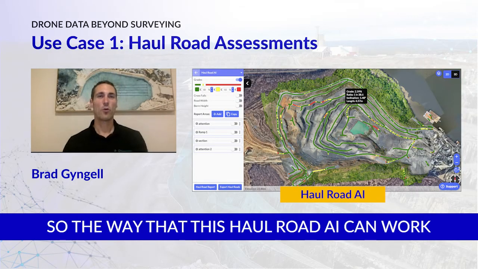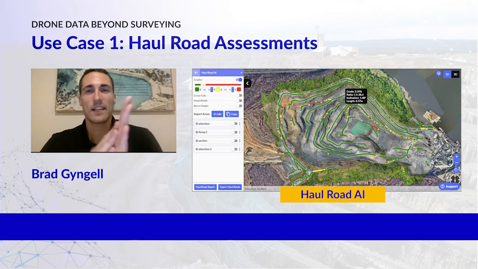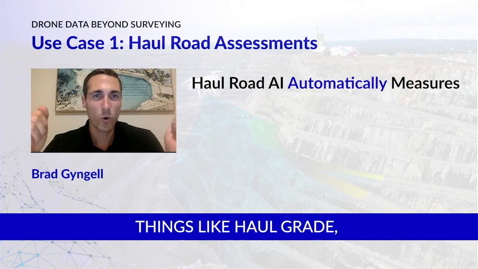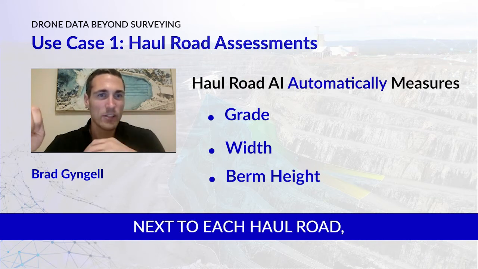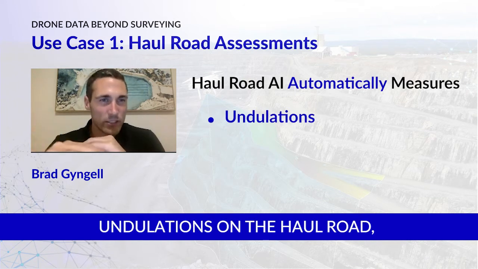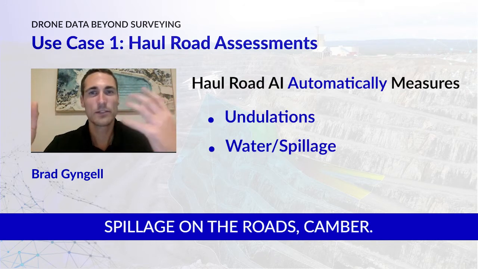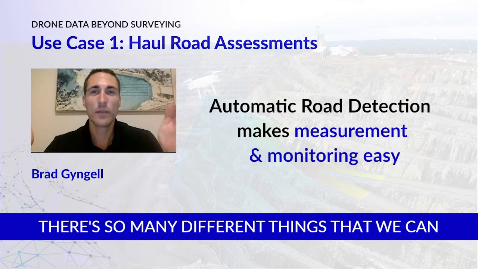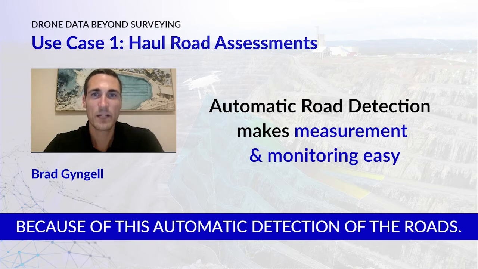So the way that this haul road AI can work specifically is, the summary is that it can automatically measure things like haul road grade, haul road width, berm height next to each haul road, undulations on the haul road, and more, like detecting water, spillage on the roads, camber. There's so many different things that we can detect and we can measure because of this automatic detection of the roads.